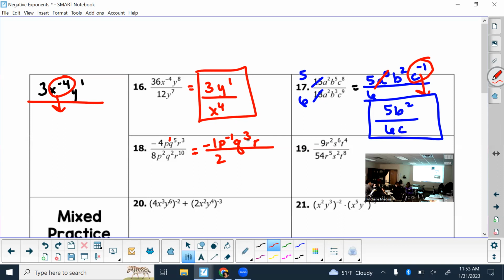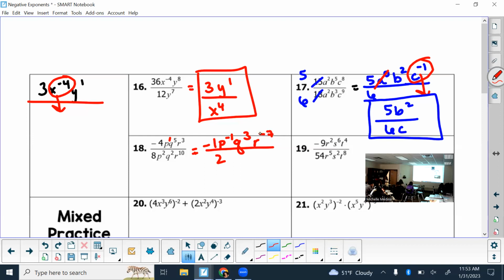Class, what's the rule again when we have the quotient rule? When we divide stuff, what do we do with the exponents? So what's 3 minus 10? 3 minus 10. What? 3 minus 10. Positive? It is not a positive sign. Negative. Negative 7.